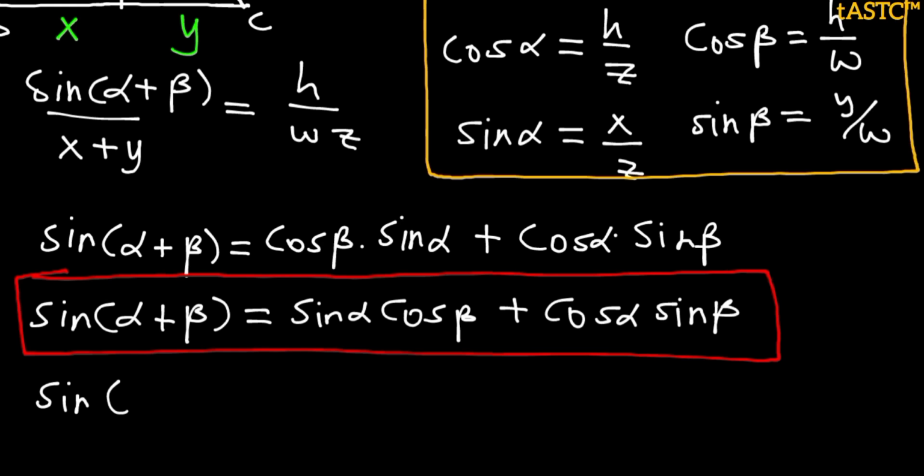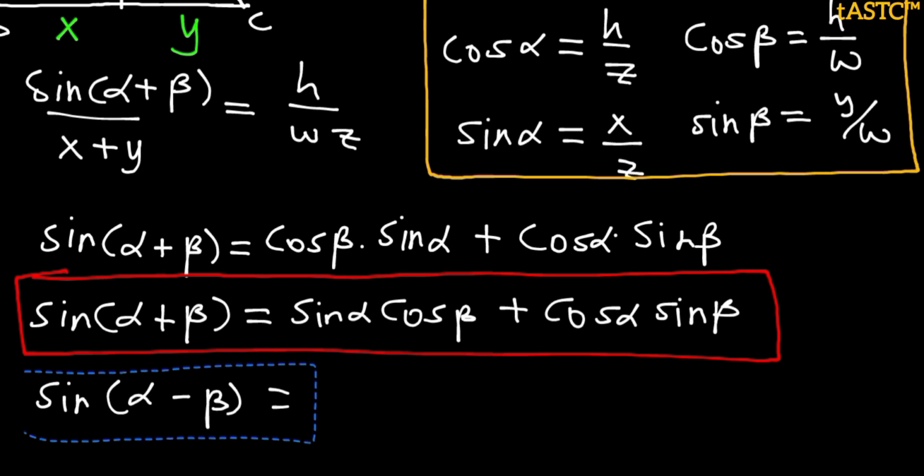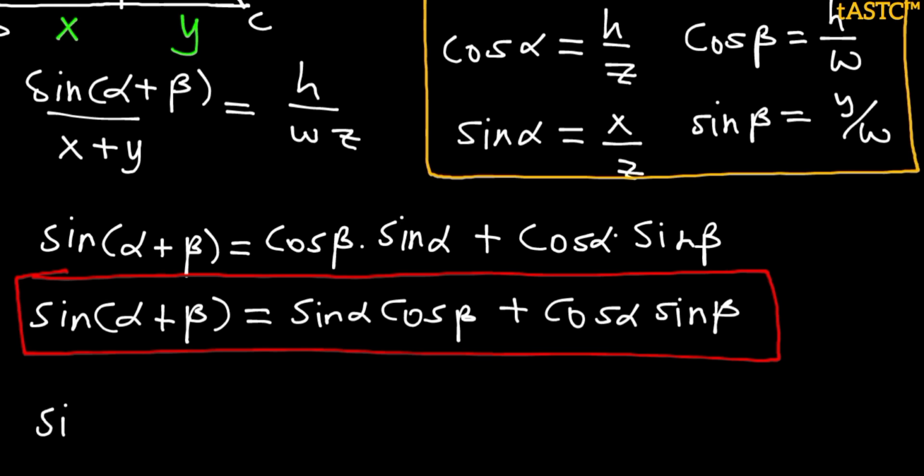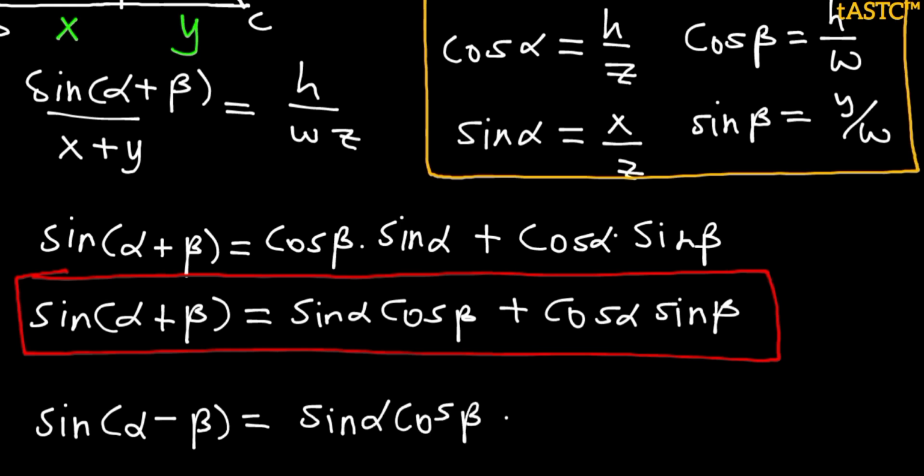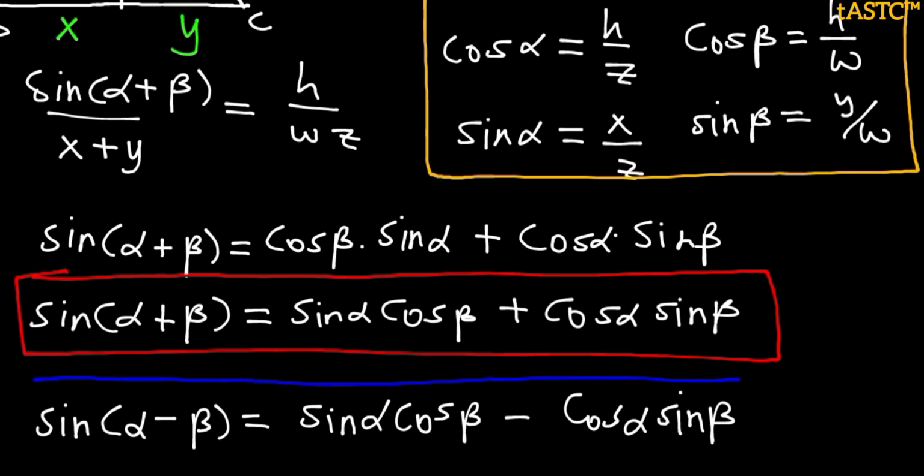So if I wanted sine of alpha minus beta, it's going to be simple. I think I need to write it a little bit lower now. So that is sine of alpha minus beta. That is going to be sine alpha cos beta minus cos alpha multiplied by sine beta. So these are the two equations that you would actually need for sine.